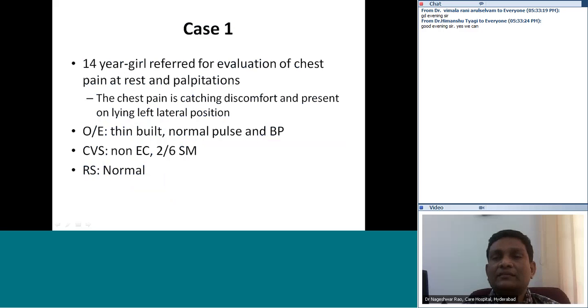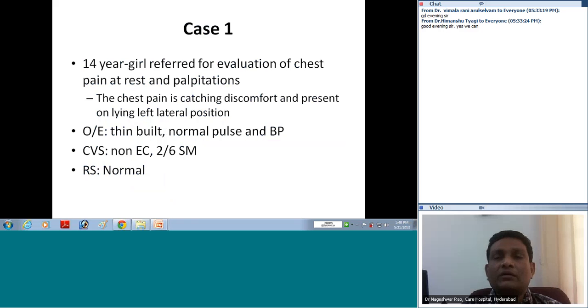You can see a 14 years old girl referred for evaluation of chest pain at rest and palpitation. The chest pain is a catching discomfort, present on lying in the left lateral position. The child has a thin build, normal pulse and blood pressure. On examination, there is a non-ejection click, a 2/6 systolic murmur, and the respiratory system is normal. By doing dynamic auscultation, from standing to sitting and sitting to standing, the murmur is becoming more obvious. So what is your diagnosis at this juncture?